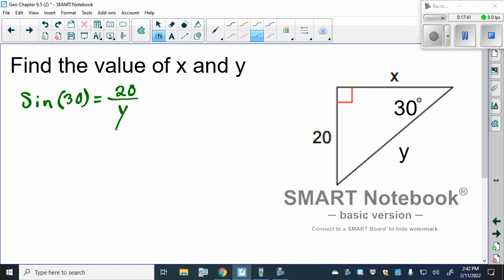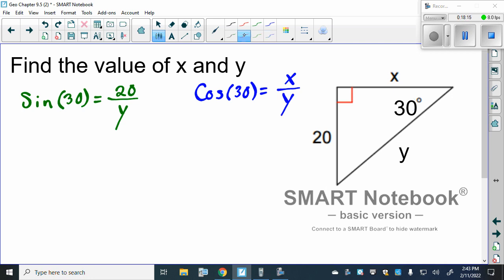So this one here, we'll have to find sine first. Because if I tried to take cosine of 30 degrees, we would have the adjacent side over the hypotenuse. What's the adjacent side to 30 degrees? X, and the hypotenuse is y. So we don't have both. Because if we have the value of y, then we could actually find x.